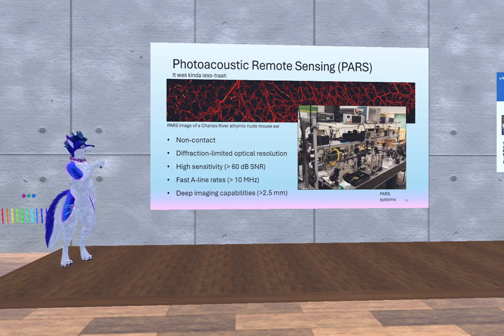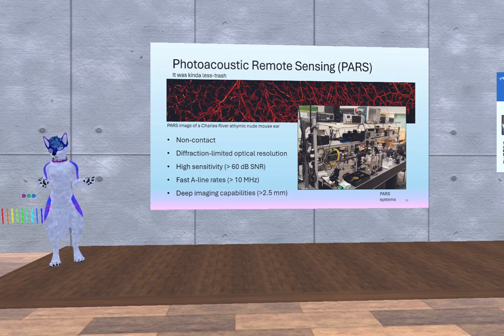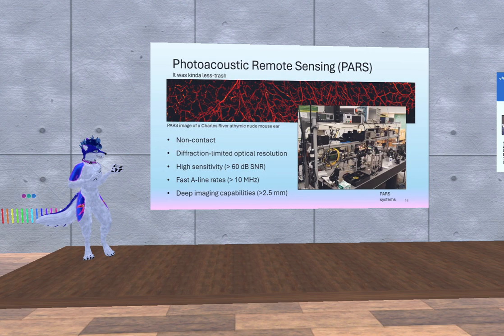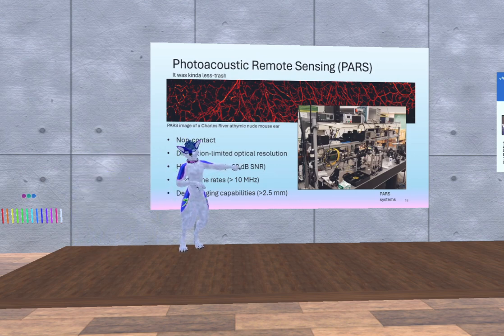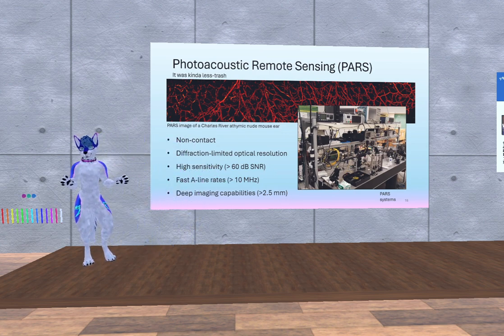It's beautiful. Essentially, this is a non-contact imaging modality. It gets the optical absorption contrast. We managed to get it with diffraction-limited optical resolution. It has pretty high sensitivity. If you ever see an SNR on an imaging thing, just ignore it. It doesn't mean anything, because you can define it however you want.